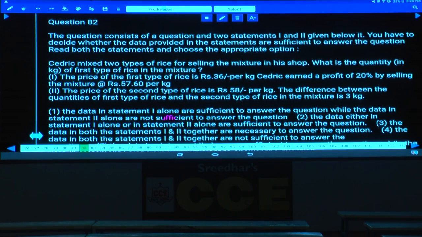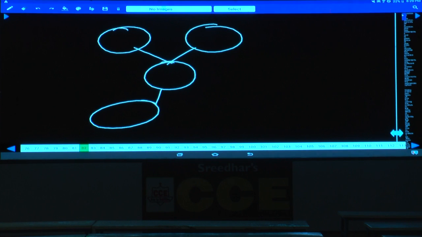Next. Cedric makes 2 types of rice for selling the mixer in his shop. What is the quantity of the first type of rice in the mixer? So, which concept is this? Allegation. You will get the quantities ratio. You are asked about how many kgs of the first variety is added. Am I right?